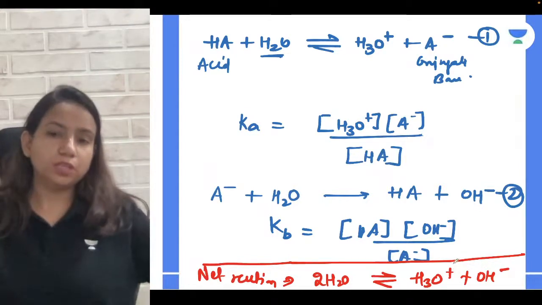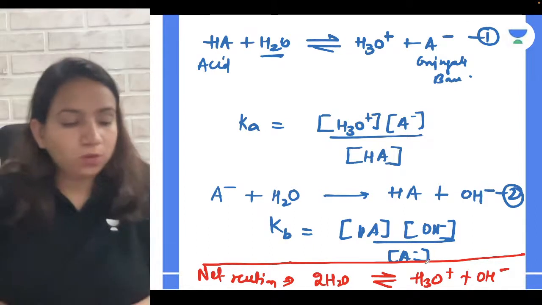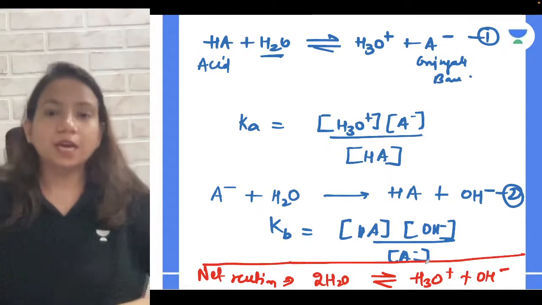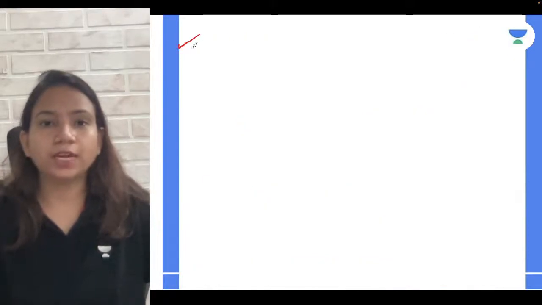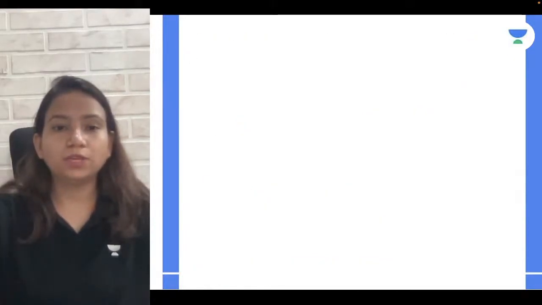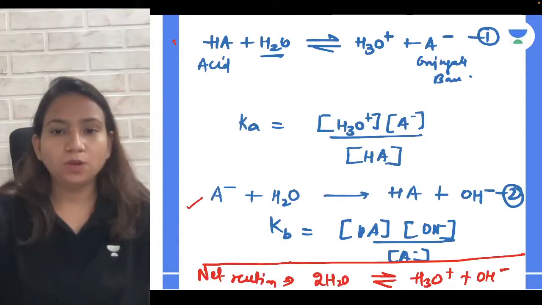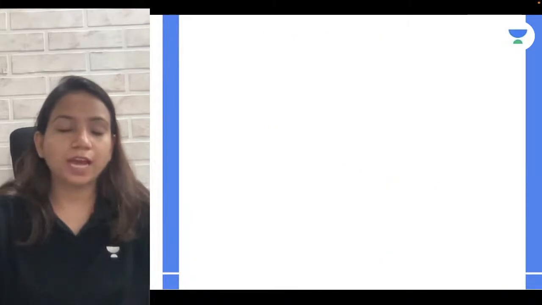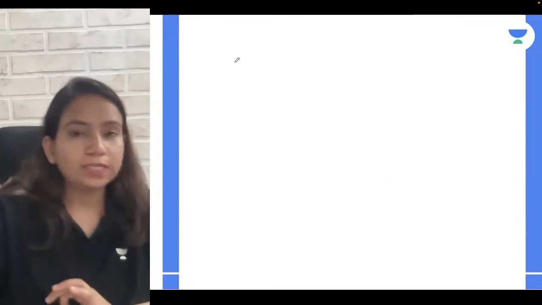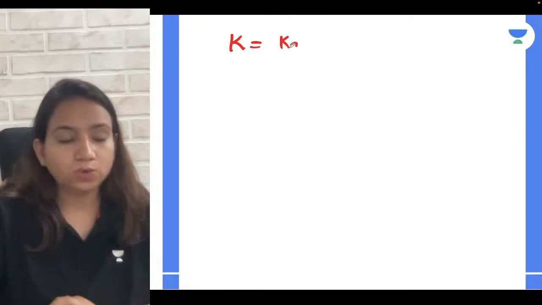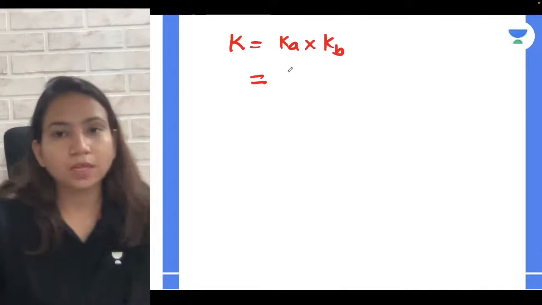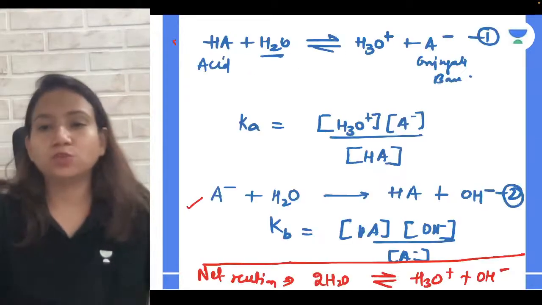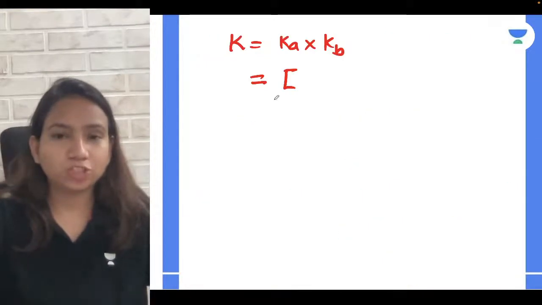So what you can do is write the K for it. The net reaction is this. For this net reaction, because it is occurring in 2 steps, the K you can write will be equal to Ka into Kb. So K is equal to Ka into Kb, which is nothing but the Ka value, hydronium ion into A minus divided by HA.